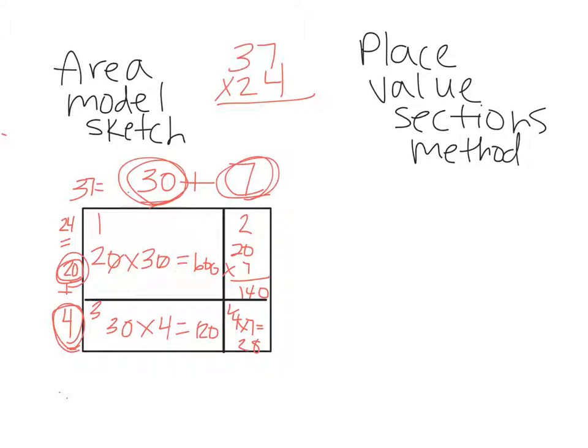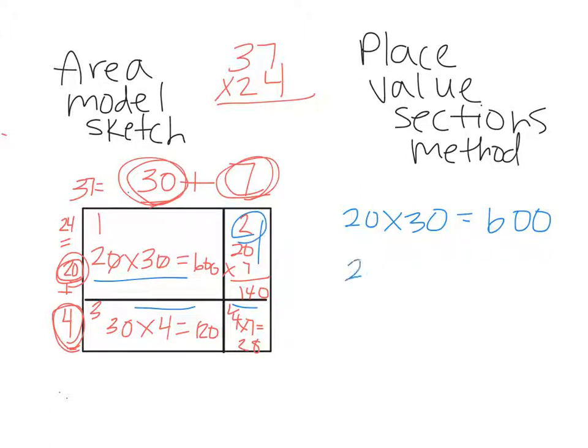For the place value section method, you're just taking each of the partial products or each of the multiplication sentences in the small boxes to solve for the actual product. So our first multiplication sentence would be 20 times 30, and we would get 600. Our second one would be 20 times 7. We said we got 140.